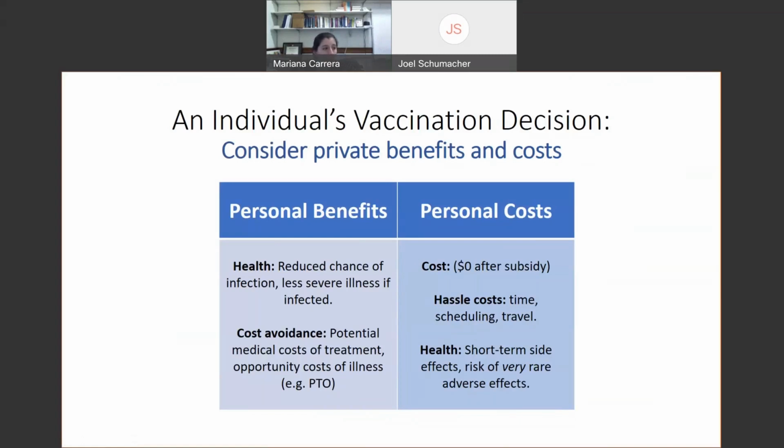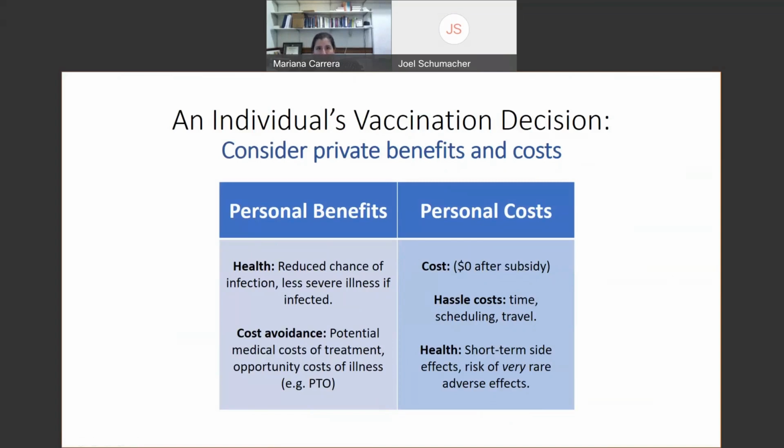You're also avoiding the opportunity costs of being sick, of having to miss days of work, or doing poorly in your academic studies because you're under the weather for a couple of weeks. So all of that is the personal benefit. What about personal costs? So first of all, there's the monetary costs. Now, in practice, this has been $0 in the United States because vaccines have been fully subsidized.